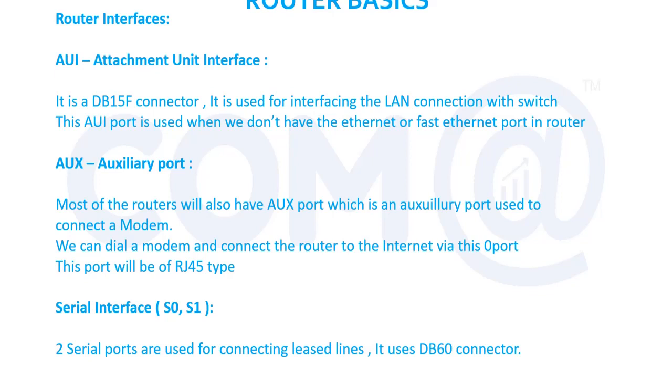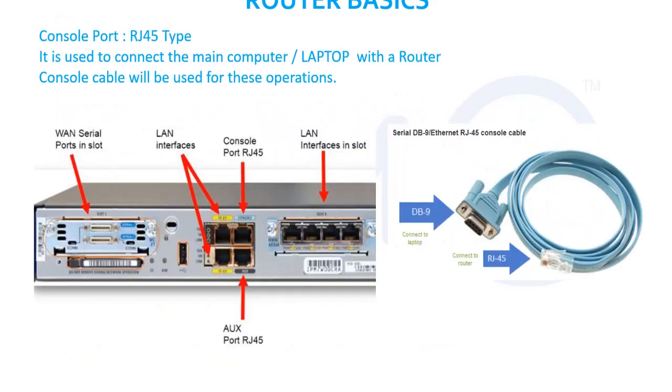Then the serial interface. Normally you'll get two serial interfaces in one card, so it will be S0 and S1. Further, if you want, you can add more, if it is a modular router that supports it. So here you are seeing the console port, RJ45. The other ports are used for remote network connections. Through the network you are doing things with the other interfaces. Okay, so here we mainly have the console port.